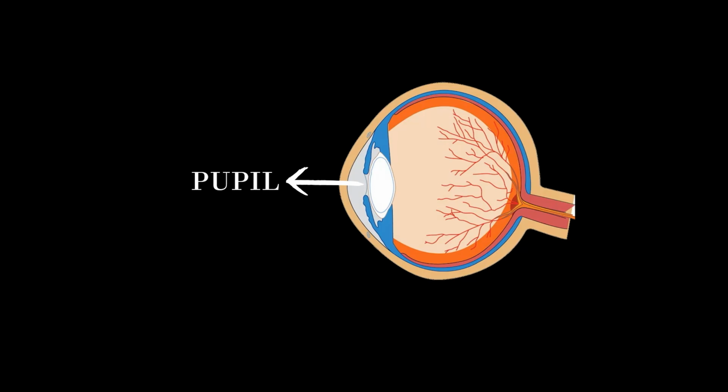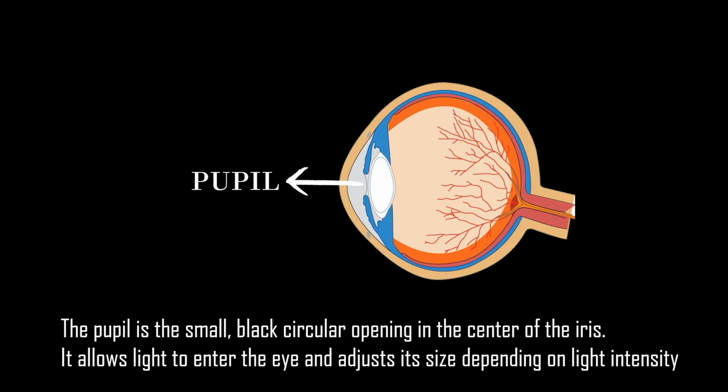Let's see what the pupil is now. The pupil is the small black circular opening in the center of the iris, and it allows light to enter the eye and adjusts its size depending on light intensity. When the light goes inside the eye, this is the entrance of the eye. The pupil is the main entrance of the eye. If more light is coming, it adjusts its size and becomes small. If the light is very less, then it will expand.